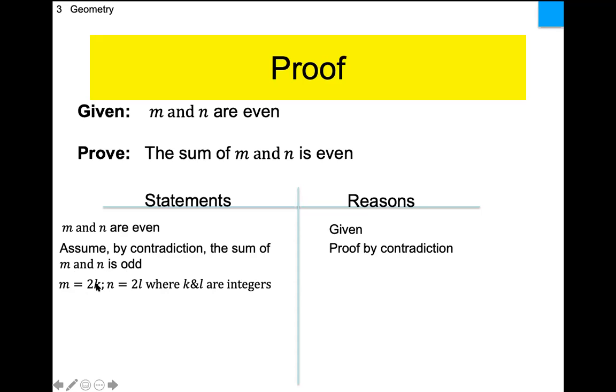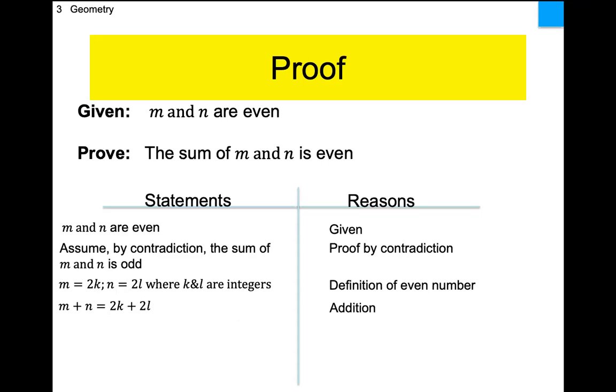2 times whatever k is, that's the even number. 2 times l, whatever l is, that's the even number. k and l have to be integers, though. This is just the definition of an even number. We're supposed to add these two together, so m plus n, therefore, would be 2k, because I just defined it, plus 2l. That's just plain old addition. m plus n is equal to 2k plus 2l.